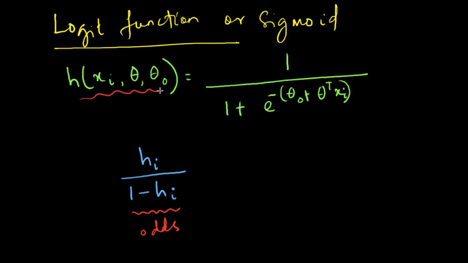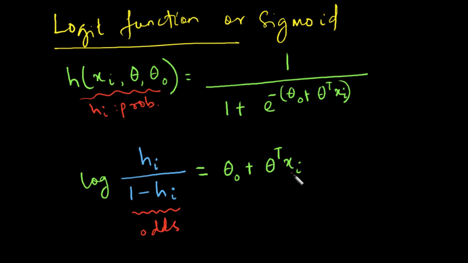So this quantity is what we denote by hi, and this is the probability. And if you take a log of this quantity, what you will find is that this is equal to theta 0 plus theta transpose xi, which is our linear transformation of the input data point xi. So the log odds of our hypothesis function is a linear function. So this is another motivation for choosing this logit function or the sigmoid.